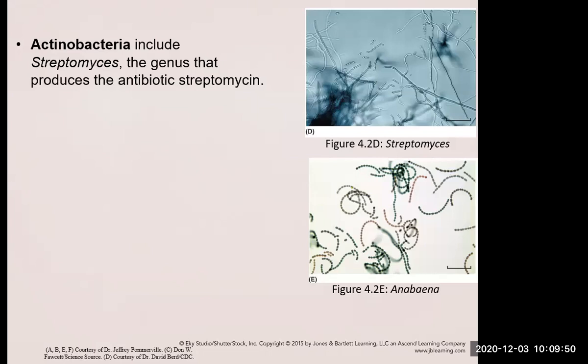The Actinobacteria, these are abundantly found in the soil. And this is where we're going to get antibiotics such as streptomycin. So there's a group called the Streptomyces as a genus, and they produce an antibiotic.